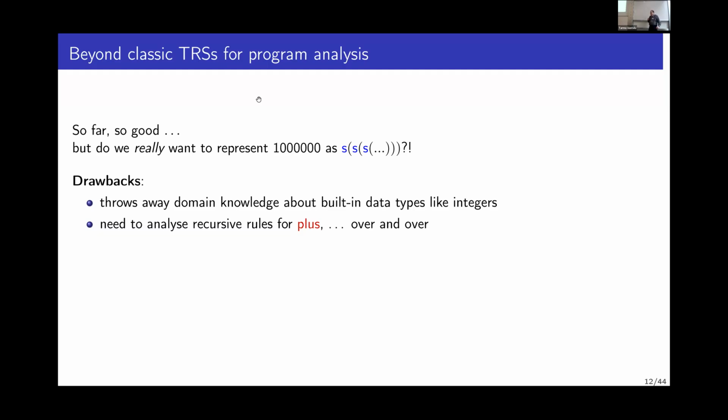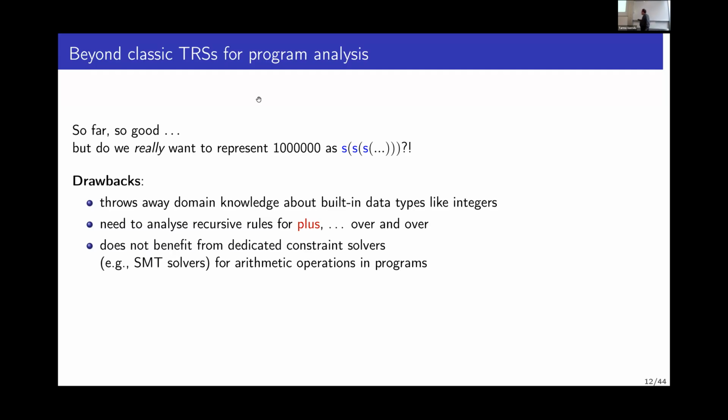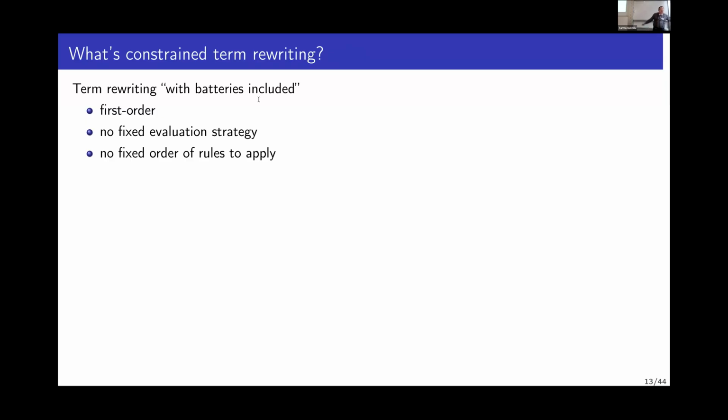But in this approach of saying, I want pure term rewriting, we must analyze recursive rules for plus, times, minus, over and over. And we don't get a benefit from all the separate work that has been put in by researchers in constraint solvers for all those arithmetic operations. So the solution that I would like to propose to you today is to use constraint term rewriting instead. So what's that again? In short, it's term rewriting with batteries included.